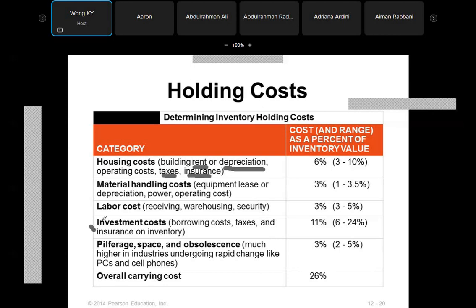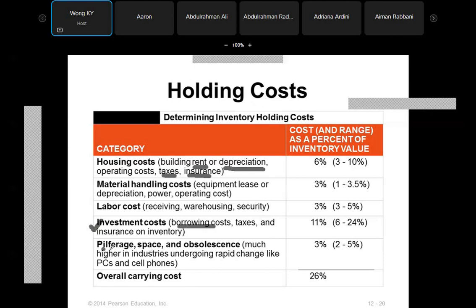Okay, and then investment cost is also part of holding costs. Okay, to build a warehouse, company have to borrow money from the bank to build a warehouse. So loan is involved, mortgage is involved. So all these are part of investment cost or borrowing cost.